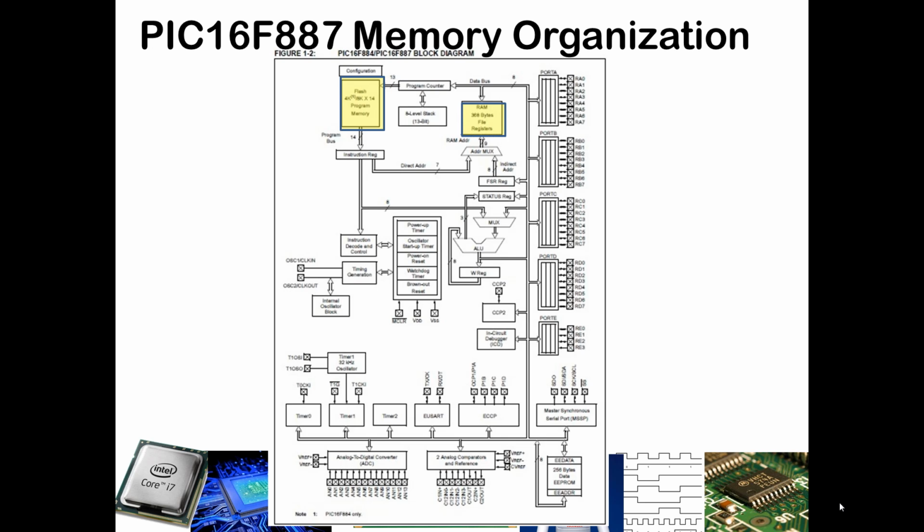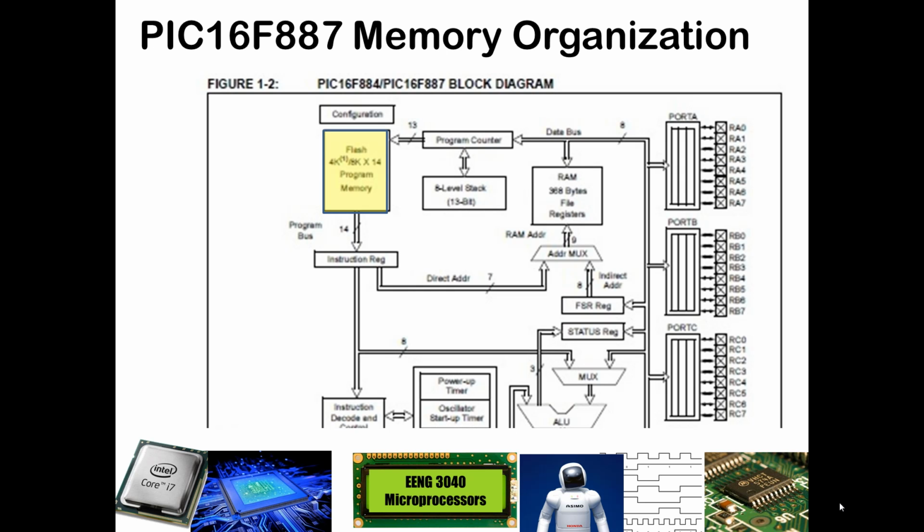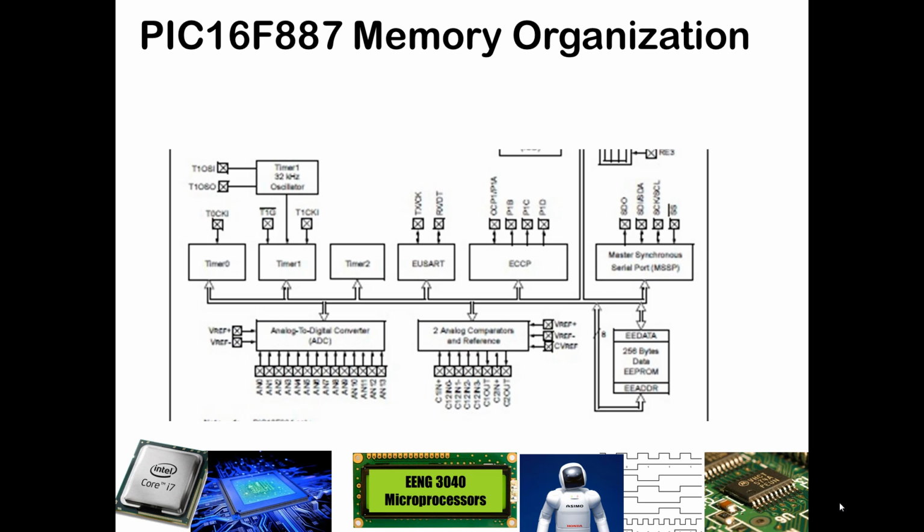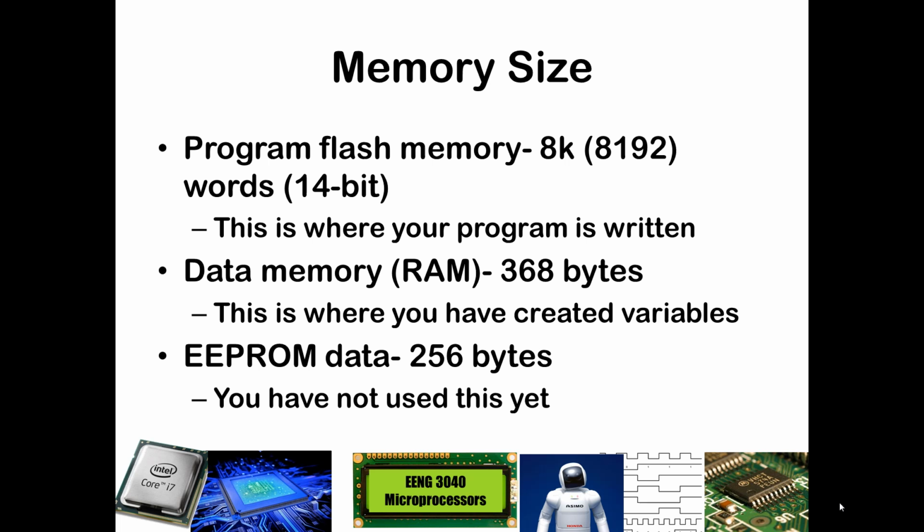You also have RAM, and in this particular PIC we have 368 bytes of RAM that are usable for us to store variables and any other temporary information. And then you also have 256 bytes of data that can be stored in the EEPROM. So if we zoom in on this, here you see 8192 for the flash program memory, 368 bytes for the file registers in our RAM, and then 256 bytes of data in the EEPROM.